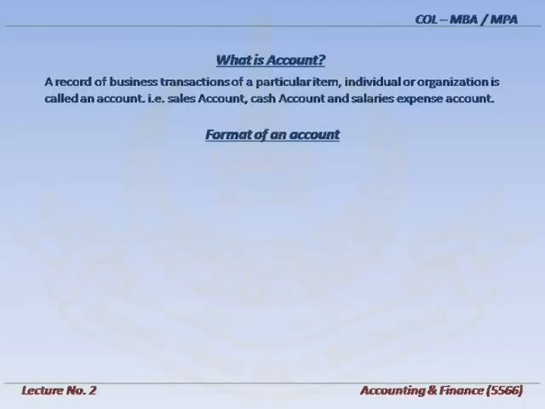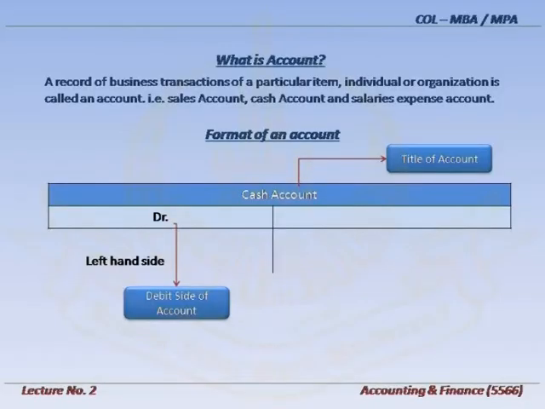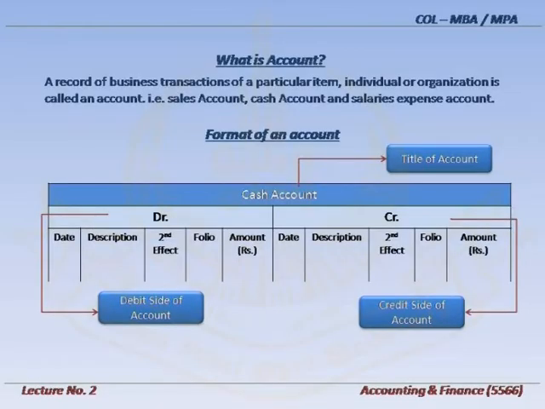Now we discuss the format of an account. Each account must have a title which represents the name of the account. It can be the nature of an item like cash, sales, or it can be in the name of an individual or organization. Each account has a T-like shape, therefore sometimes it is also called a T account. Each account has dual sides, left hand side and right hand side. Left hand side is called debit side and represented as DR, while right hand side is called credit side and represented as CR. Each side of the account is further divided into columns of date, description, second effect, folio and amount.